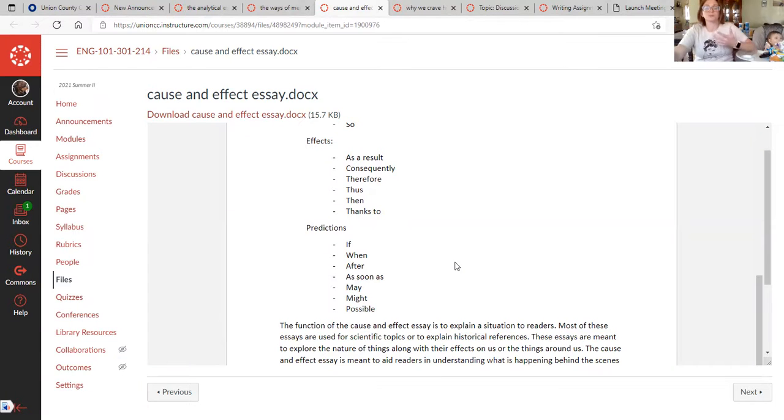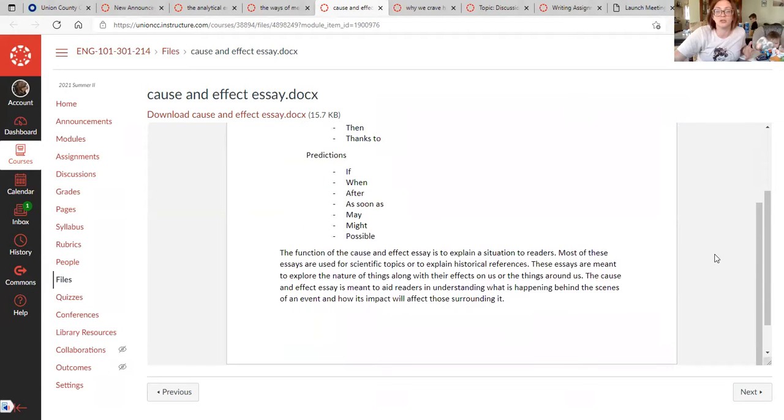Okay, so the function of this particular essay is to lay something out to a reader, like explain a situation. So this is what happened, and because this happened, this then consequently happened. It's used for scientific experiments, as I said before, and historical situations. They're meant to explore the nature of things, their effects on something, their relationships with something or maybe someone, and to give a little more understanding.